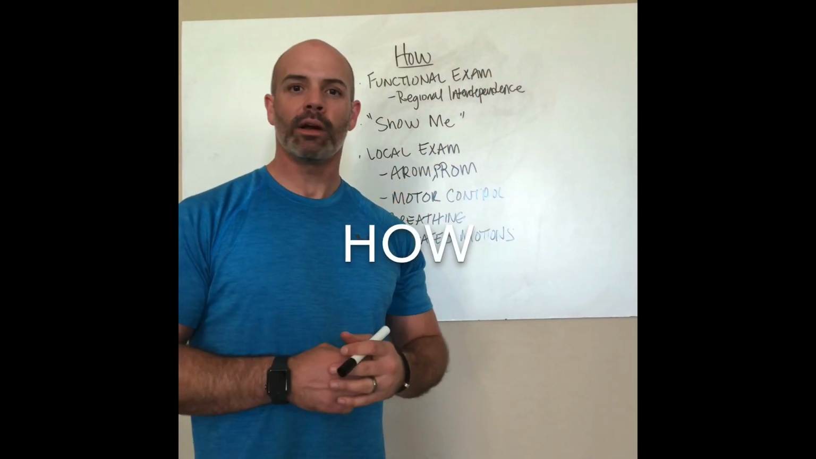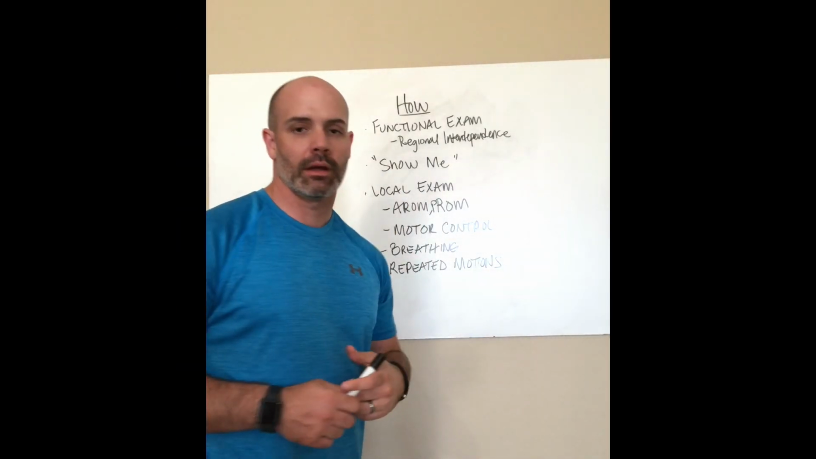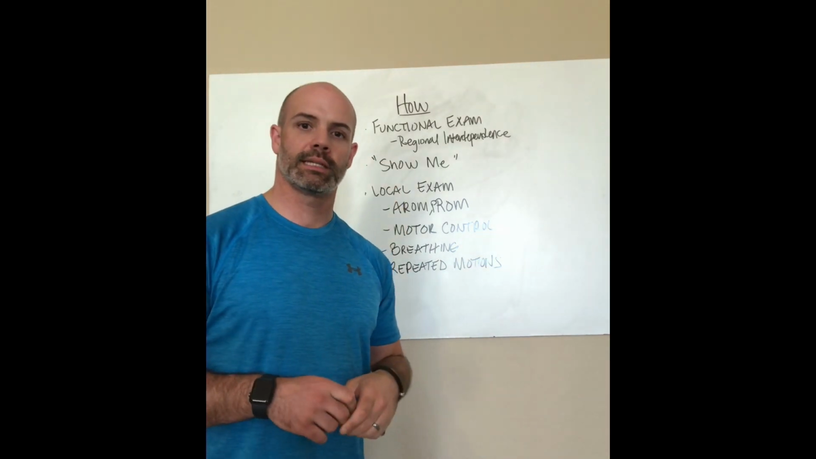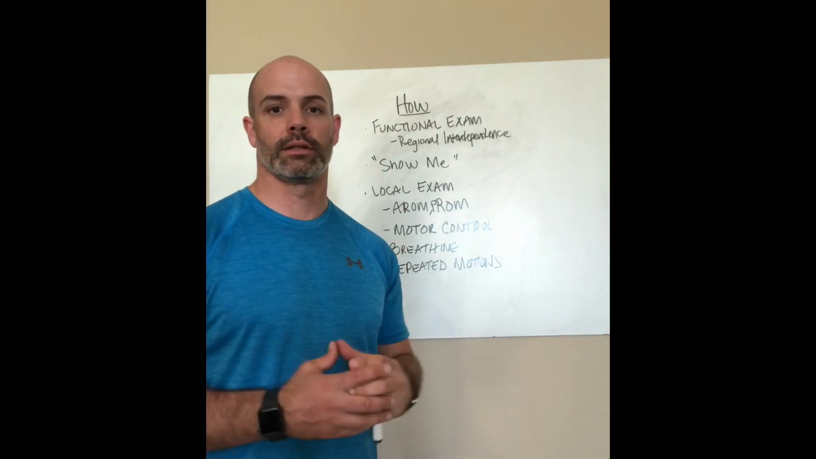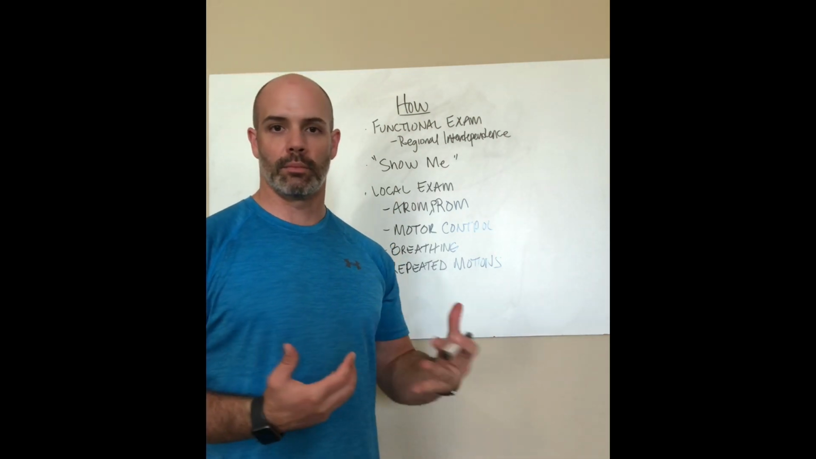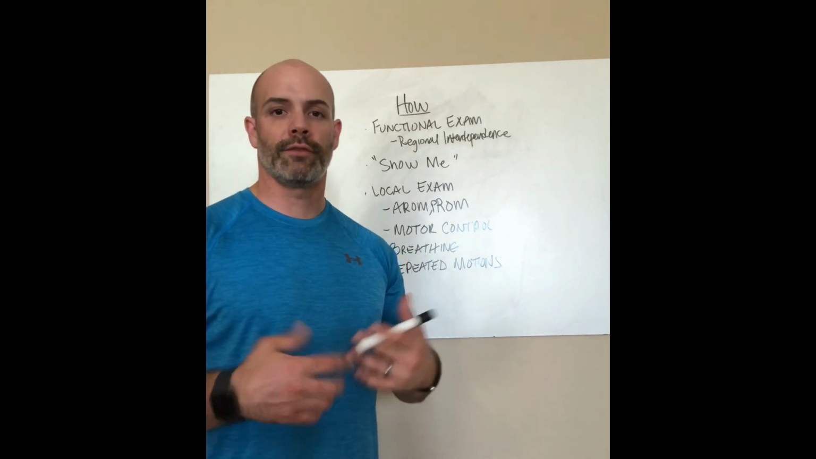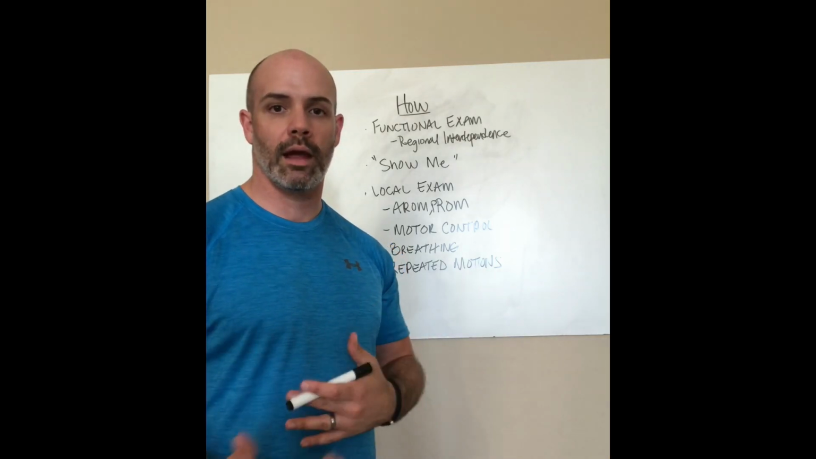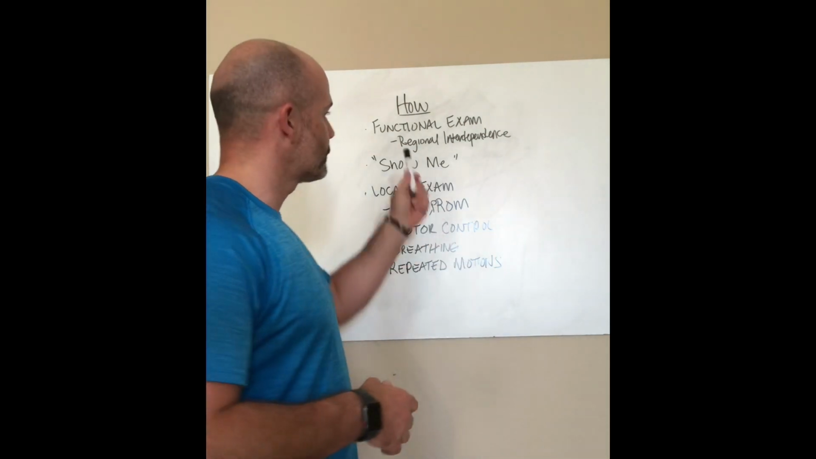All right, so now we're going to talk about the how behind the what. Looking at the exam here, I briefly mentioned this before. We have what we call a functional exam, which takes more of a regional interdependence approach where we look at the entire person. So again, we're looking at the thoracic spine, the scapulothoracic joint, how does their lumbar spine move and their hips, how do they perform the basic training elements or the fundamental movement patterns of life: push, pull, hinge, squat, carry, lunge, twist, anti-twist, right? All of these things are part of that functional exam.